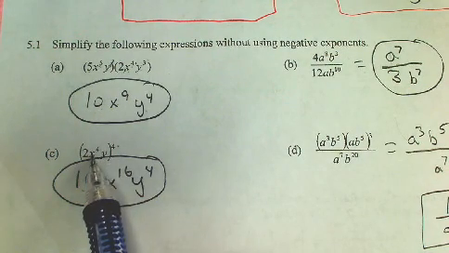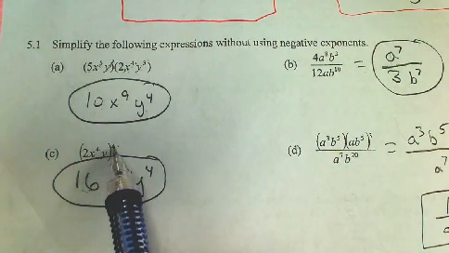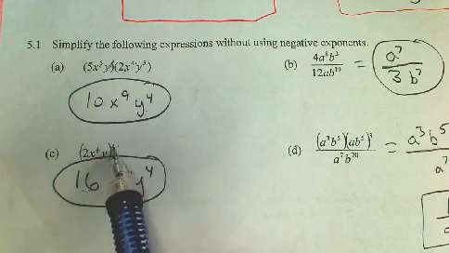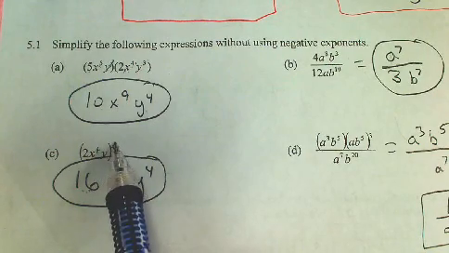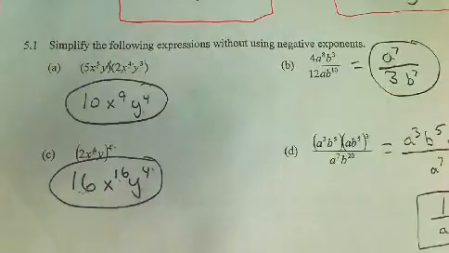And then x to the 4th raised to the 4th. The shortcut we developed was multiplying the exponents, and you get x to the 16th. Y to the 1st raised to the 4th is y to the 4th.